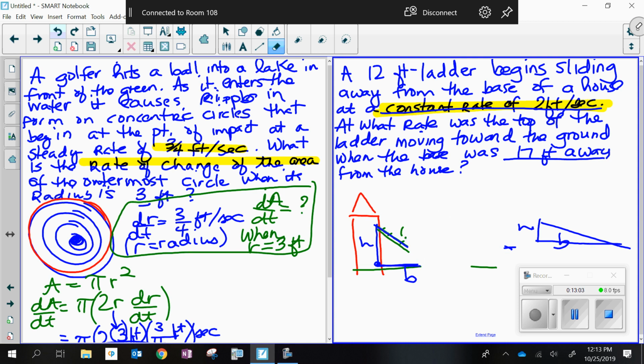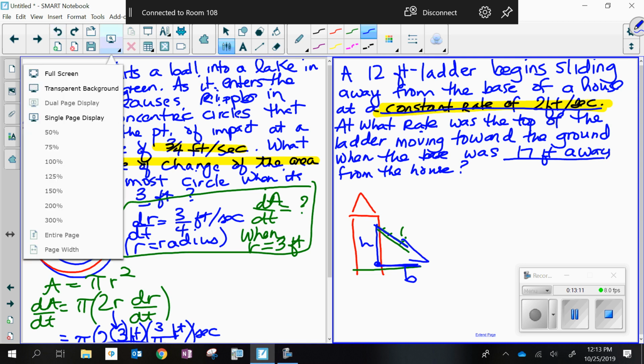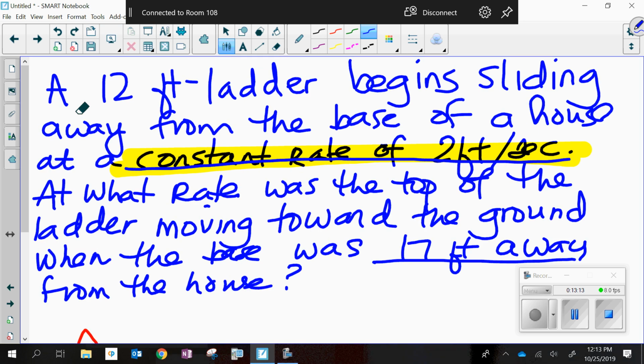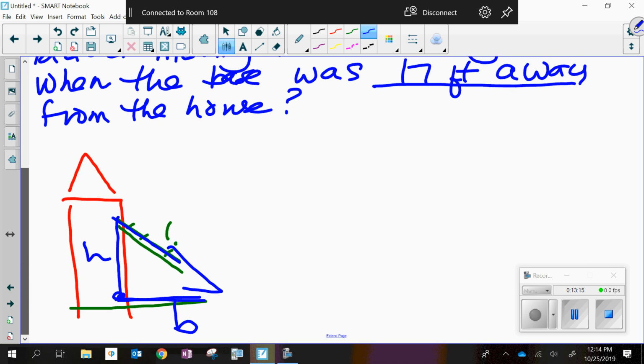I don't know what's happening. Sometimes the pen doesn't like the, okay, I don't know what's happening, but it's making me crazy.